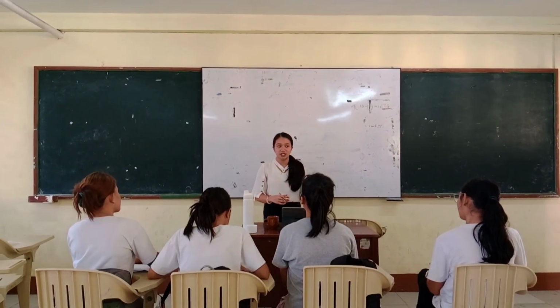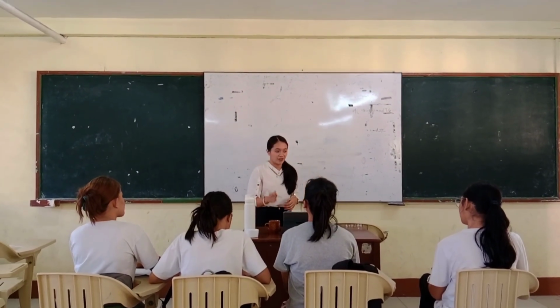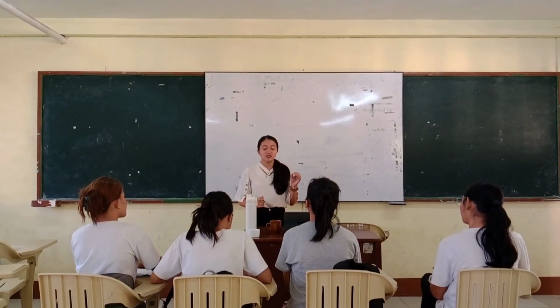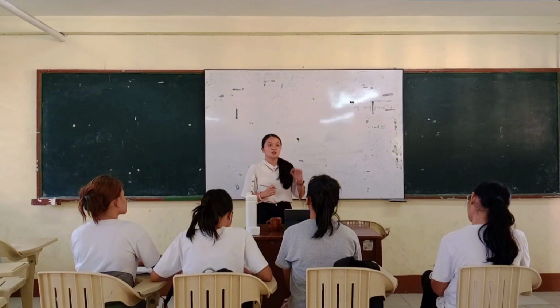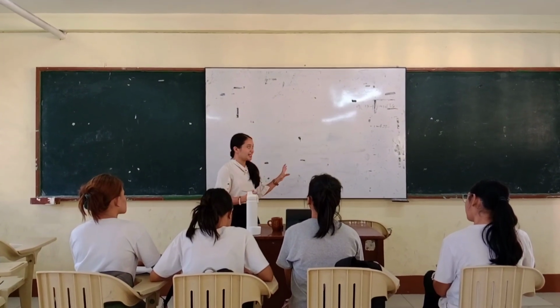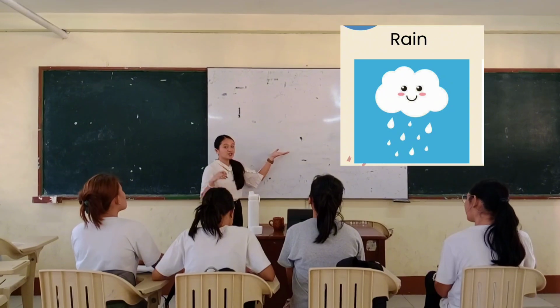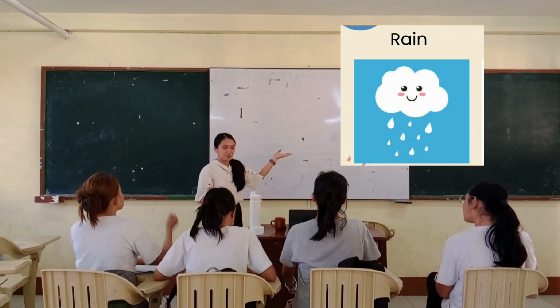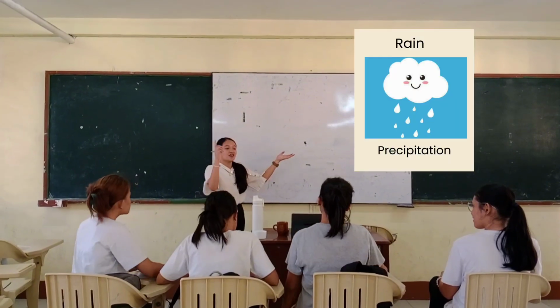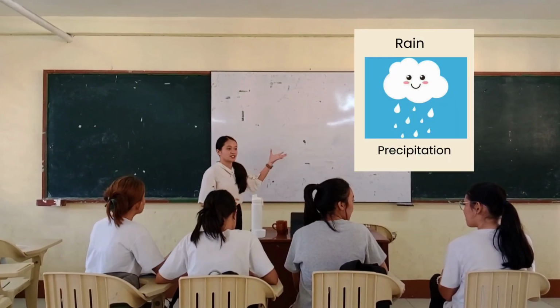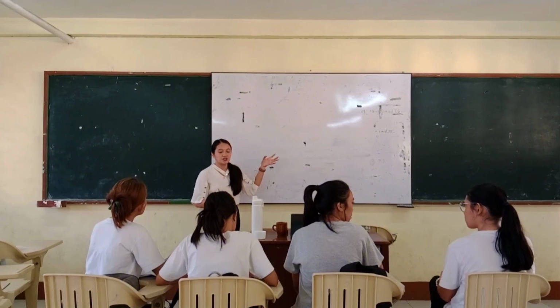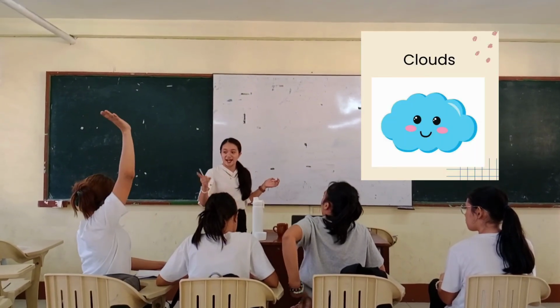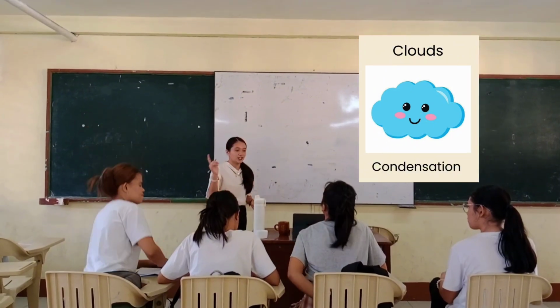I'm going to say a word and show you a picture of that word, and you will tell me which stage of the water cycle it is. The first picture is rain. Which stage do you think it is? Yes? Precipitation. That's right, precipitation. Now let's proceed to the second picture. The second picture is clouds. Yes? Condensation. Very good, condensation.